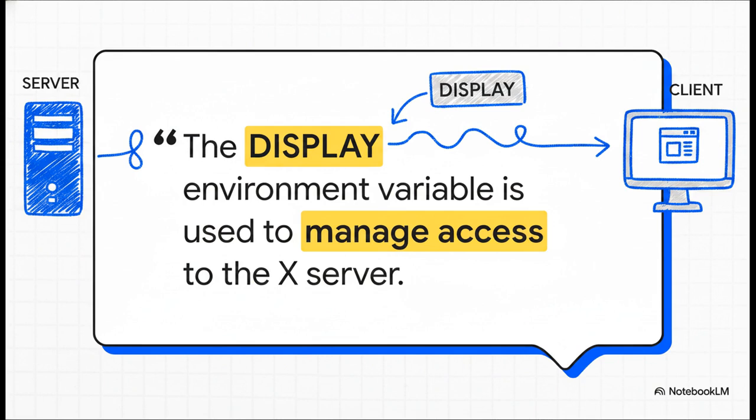And here's where it gets really cool. Because of this model, the application, the X client, doesn't even have to be running on the same machine as your screen. The DISPLAY environment variable is what tells any application exactly which X server to draw its window on. This idea, this network transparency, is a core feature of X11 that was baked in from day one.